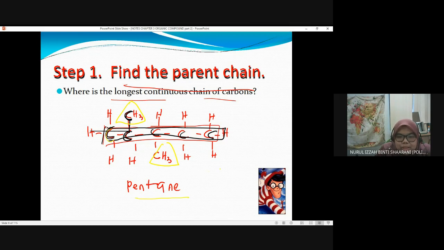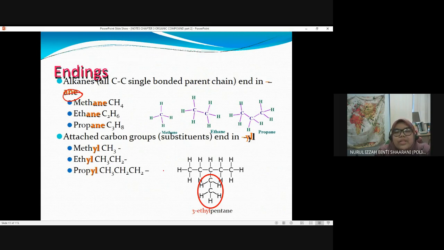Okay. So sekarang ni awak punya parent chain. So this is the parent chain of a compound. Okay. So now kita nak tengok macam mana kita nak namakan pula yang ni. Okay. So finish on the parent chain.